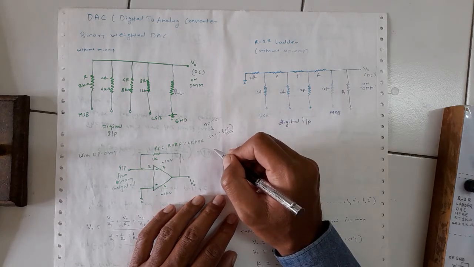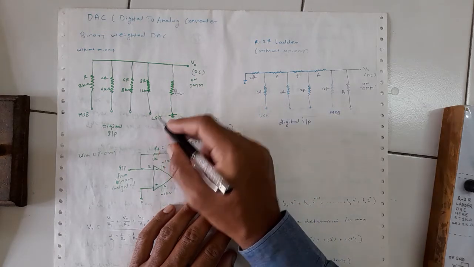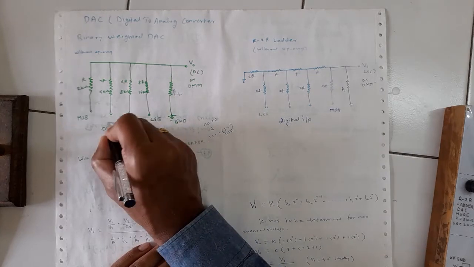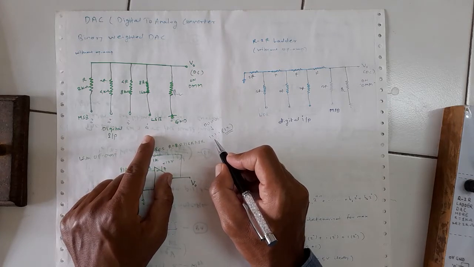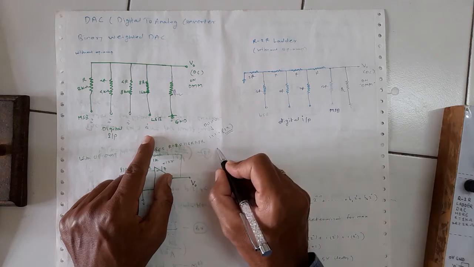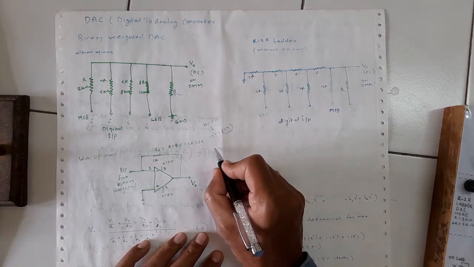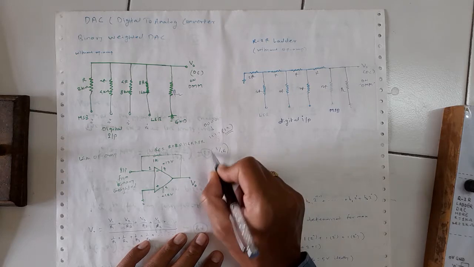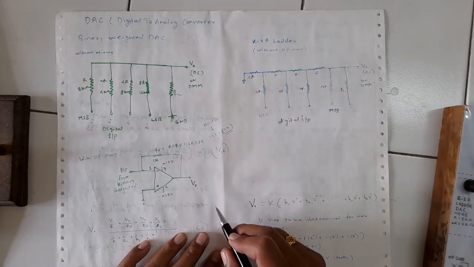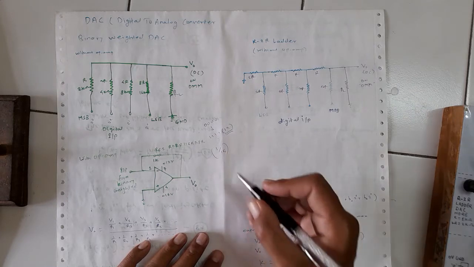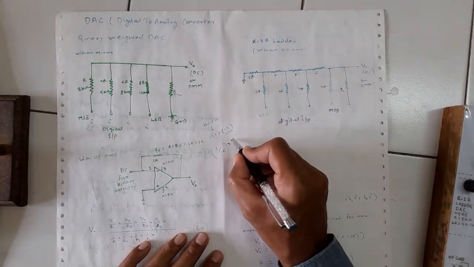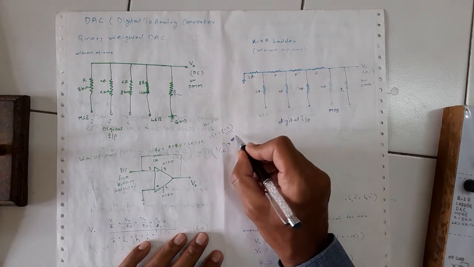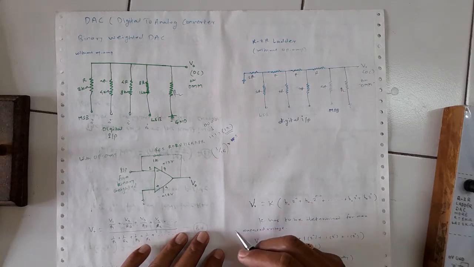Now as for the position of the digital input, the least is 2 raised to 0, then 2 raised to 1, 2 raised to 2, and 2 raised to 3. So the weight of the 2 raised to 0 position will cause a change of 1 by 15. That bit will change 1 by 15 times the input voltage, because the 2 raised to 0 position causes the change. If the provided input is 5, then that many times the input will change.